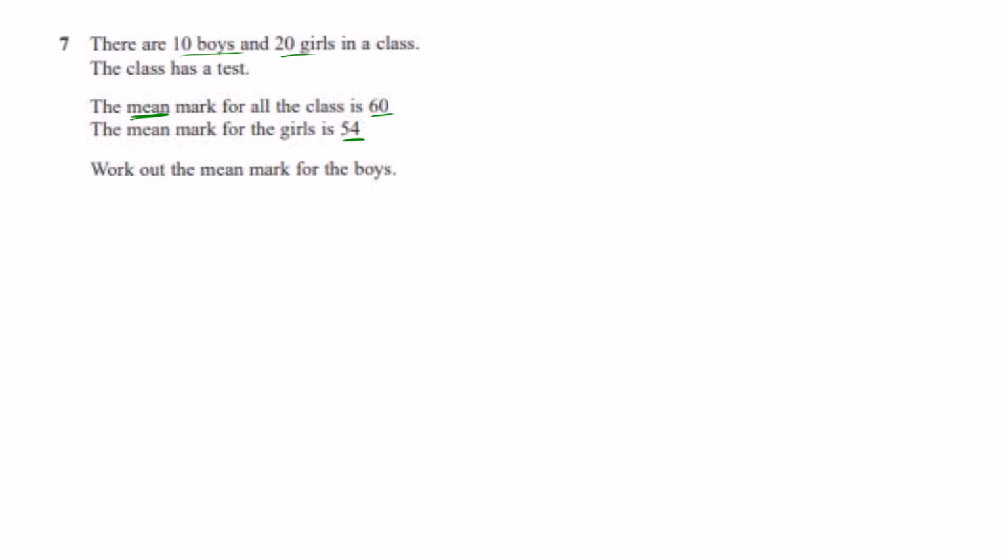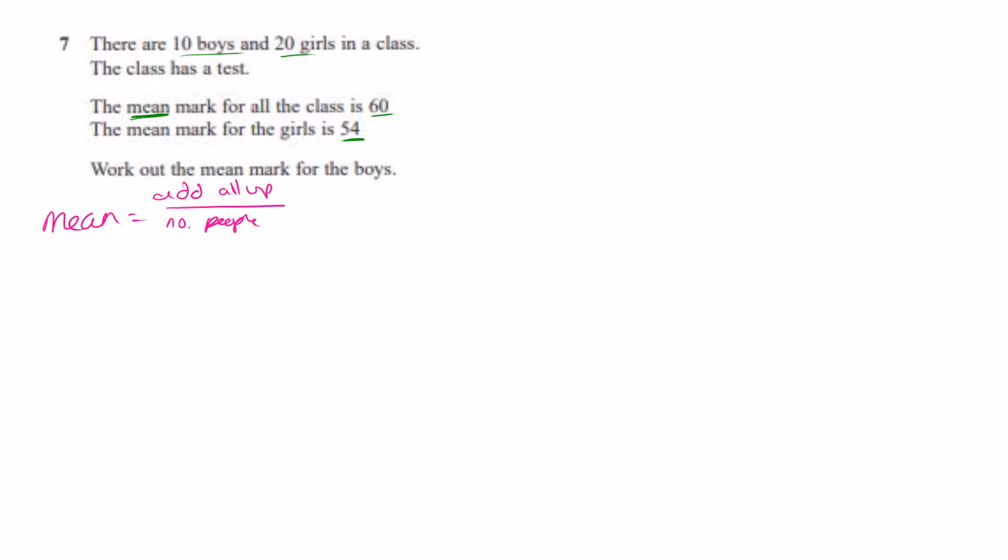So let's have a quick recap. The mean is where we add them all up and divide by the number of people in this case. So in other words, the total number of marks divided by the number of people. So let's see if we can find out how many marks in total the whole class got.